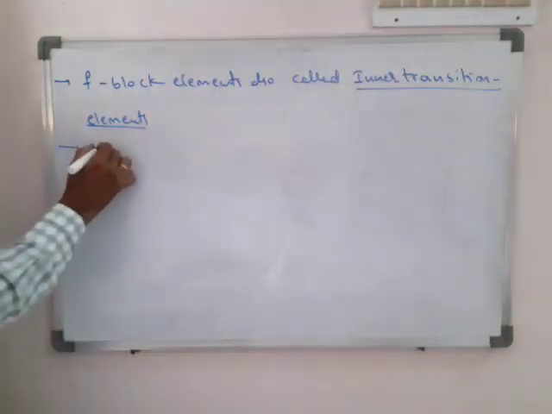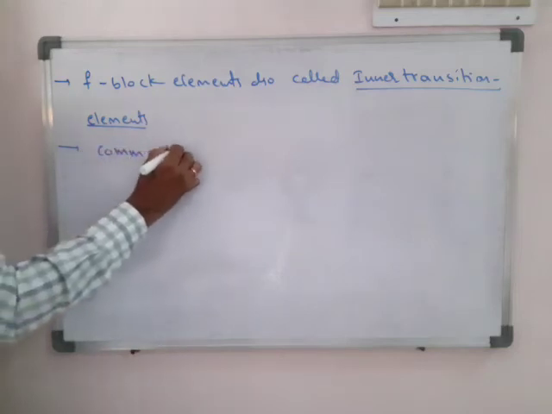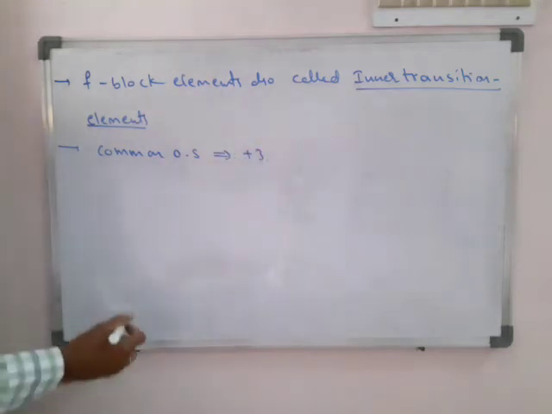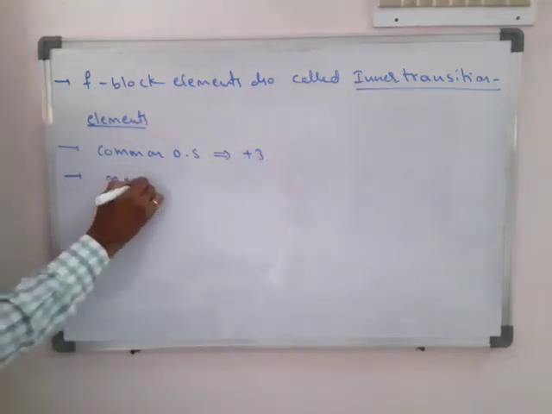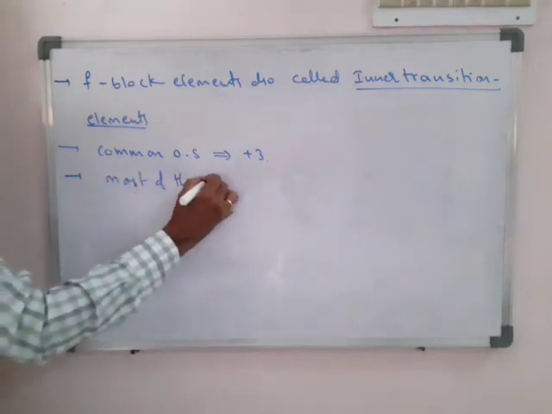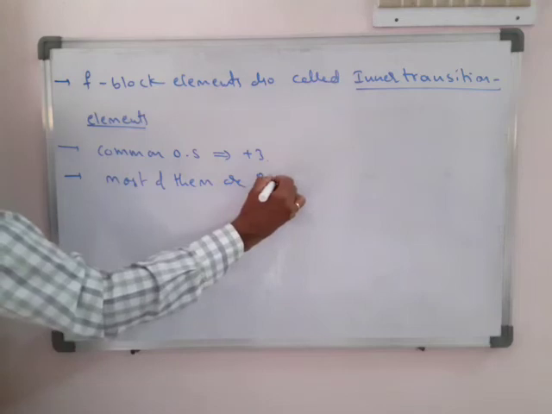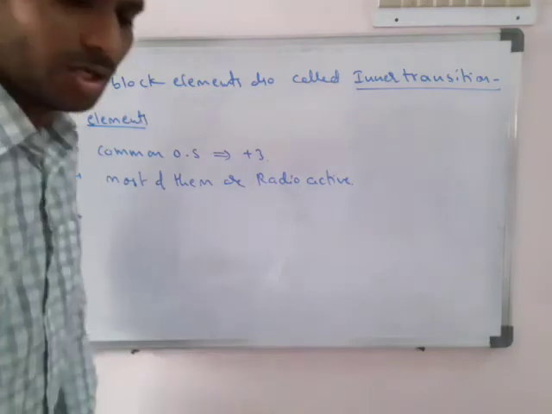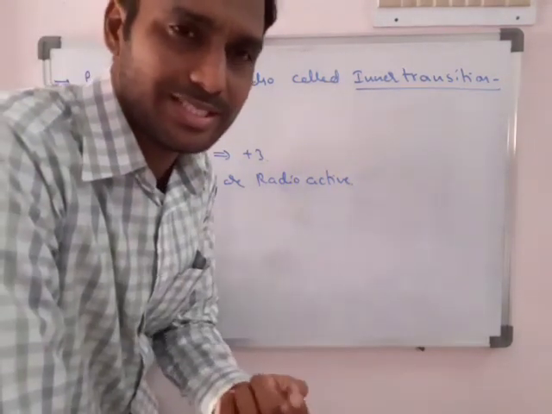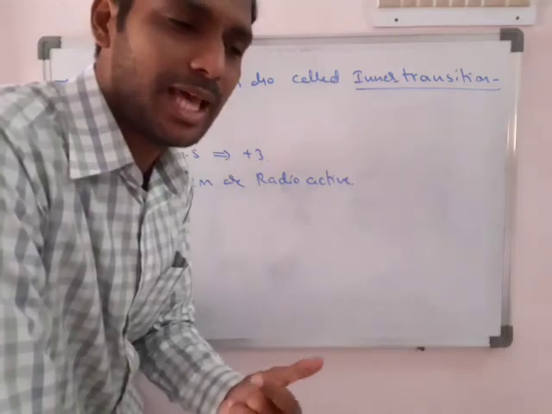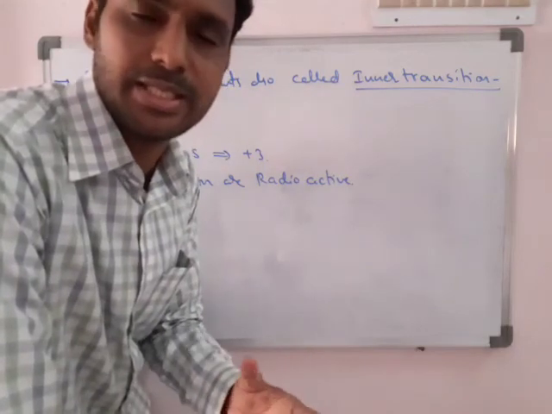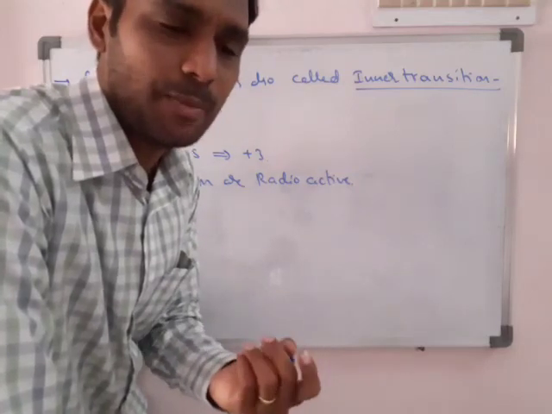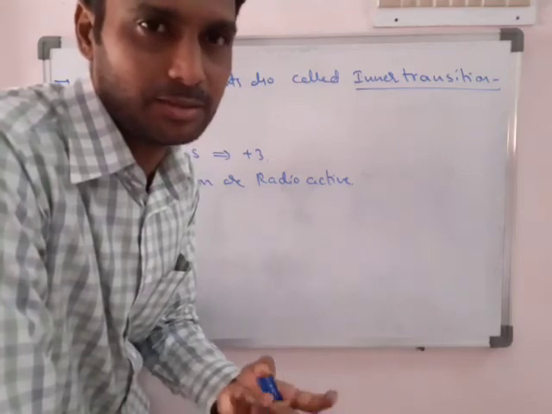If you write the common oxidation state, the common oxidation state of F block elements is +3. Most of them are radioactive. Next, they are all synthetic elements except uranium. Synthetic elements are man-made elements, present in very small amounts in different laboratories. For example, how much uranium is present in the earth, we can't calculate, because it occurs naturally and a large amount of uranium is present in the world.